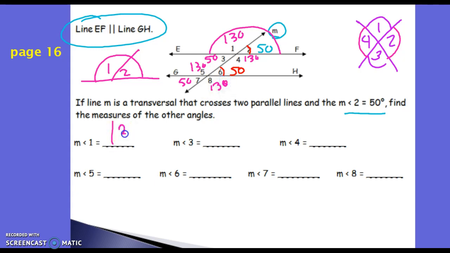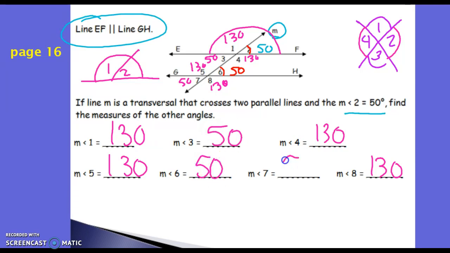So I have angle 1 is 130, angle 4 is 130, angle 5 is 130, and angle 8 is 130. All the remaining angles, 3, 6, and 7, as well as 2, are all going to be 50. So if you notice, all of my angles are one of 2 different numbers.